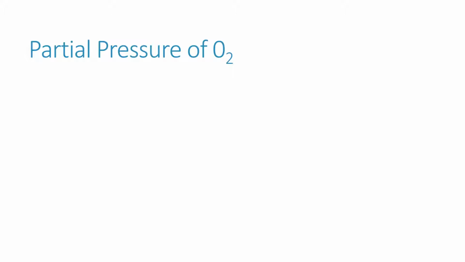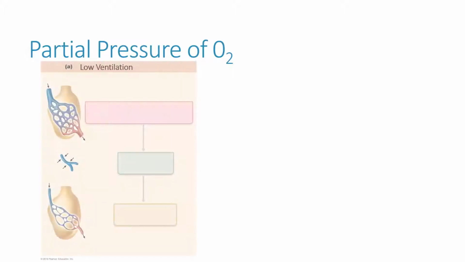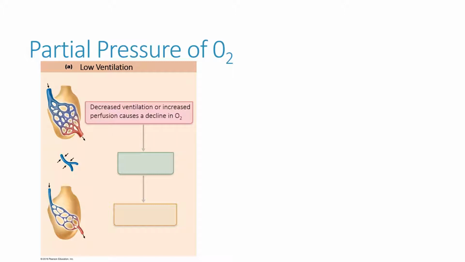Let's take a closer look at these autoregulatory mechanisms. Let's say we are experiencing low ventilation rates. If we have low ventilation rates or even increased perfusion, both of those would cause a decline in the oxygen that we are absorbing into the bloodstream because we're not getting enough air into the alveoli, or blood is traveling so quickly it's not picking up that oxygen very well.